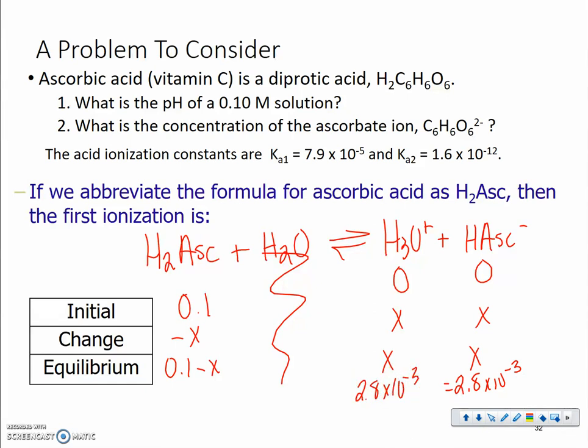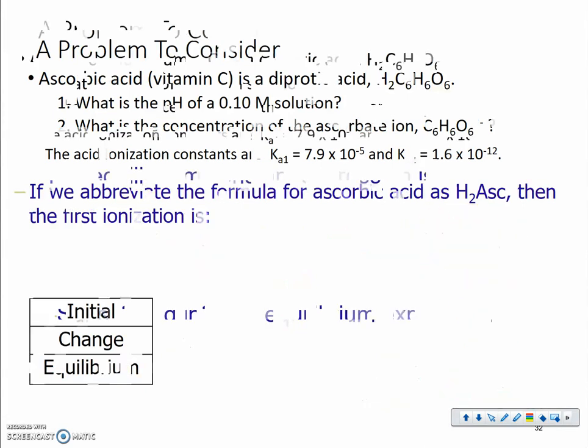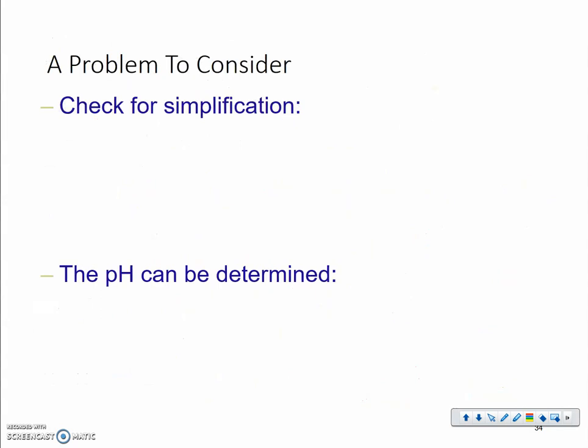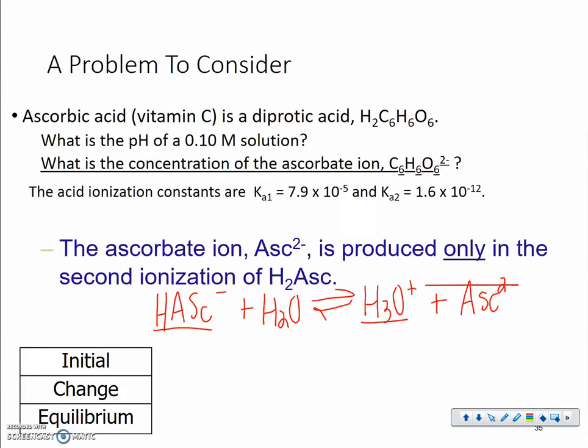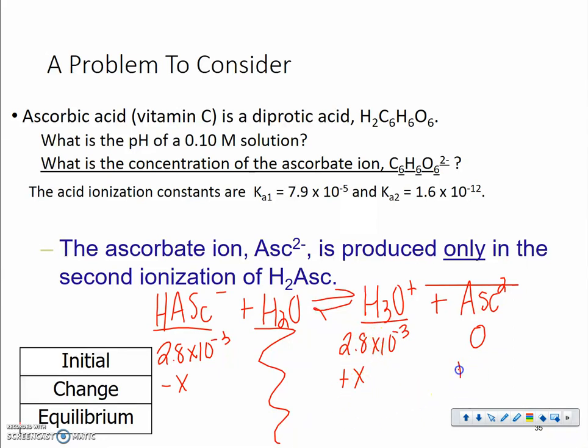Because remember, this reaction has to happen first, and then now these two things are present when the second reaction starts. So our starting amount for both of these is 2.8 times 10 to the negative third. But we have never formed our ascorbic anion yet, so its concentration at start is 0. This is going to go down as the reaction proceeds, and then this is going to start with some amount, and then it's also going to continue to increase. So it's going to be plus x.